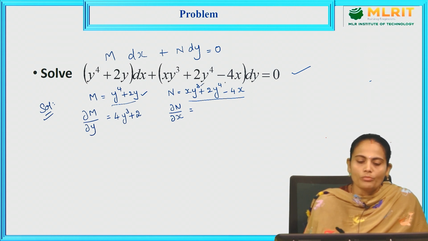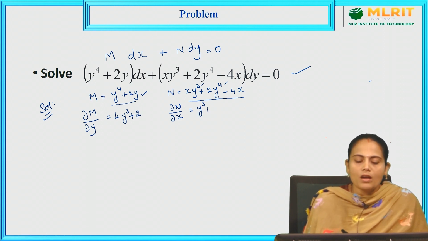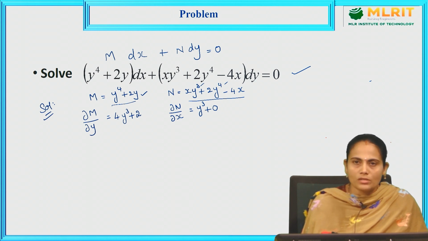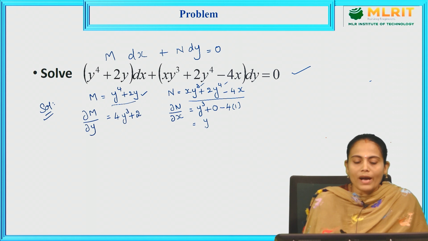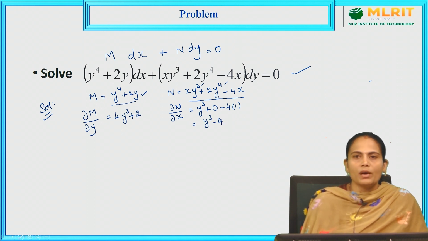Here y cube, y power 4 is a constant, and the x derivative is 1, so the first term is y cube. Now we differentiate 2y power 4. In this there is no x term, since it is a constant, so the derivative of 2y power 4 is 0. Then minus 4 is a constant times x, whose derivative is 1, so this is equal to minus 4. So y cube minus 4 is the value of ∂N/∂x.